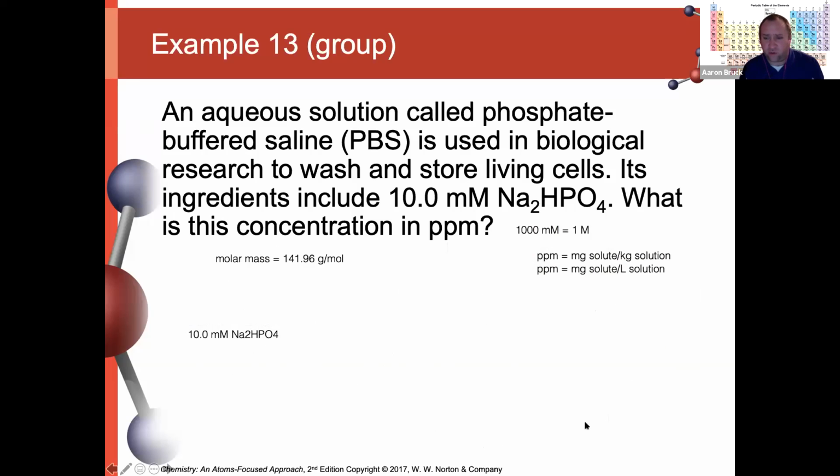And so again, if we draw this out, if we see where we are, we should be able to recognize that what we have is 10.0 millimoles of sodium monohydrogen phosphate in 1 liter of solution. So if I do some comparisons to my definitions of parts per million, I can see that this definition right here would seem to work really well. I already have my liters of solution, so I just need to turn my millimoles of substance into milligrams.